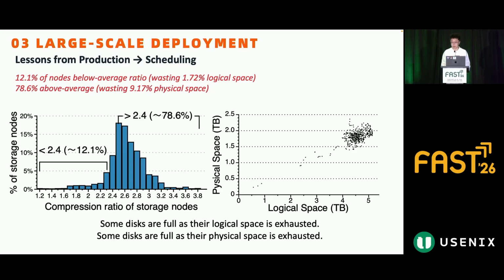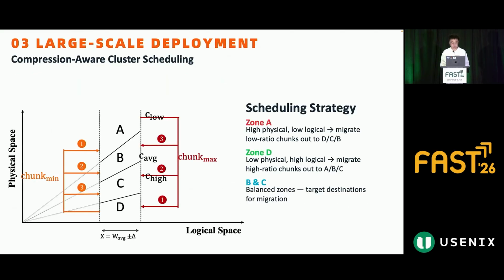This creates a problem. Disks become full for different reasons. Nodes with below-average compression ratio run out of physical space first, and their logical space is wasted. Nodes with above-average compression ratio run out of logical space first, and their physical space is wasted, because they don't have enough index space to take advantage of the higher compression ratio. In either case, usable capacity is wasted. To address this imbalance, we developed a compression-aware scheduling strategy.